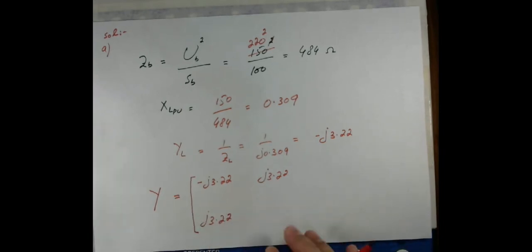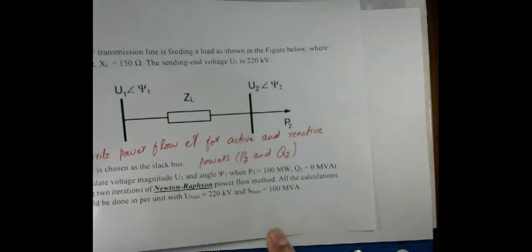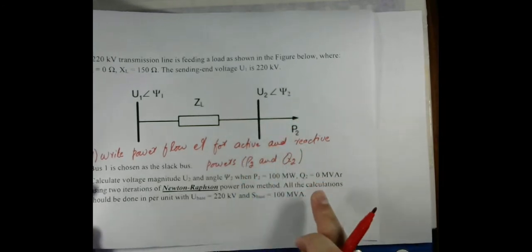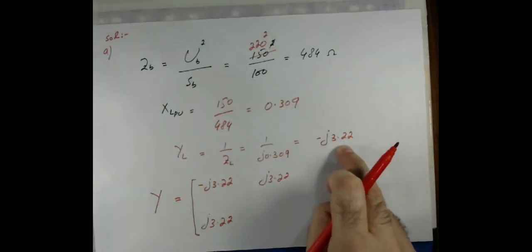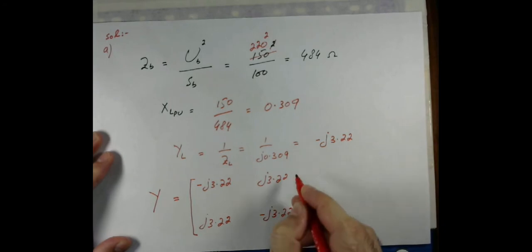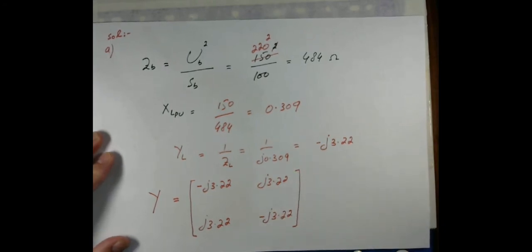And now Y22, which is the last entry of the matrix, will be equal to the sum of the admittances connected to this particular bus, which is also the same as this one. So this will be minus J 3.22. So now this is the bus admittance matrix, and we have determined the elements of the bus admittance matrix.